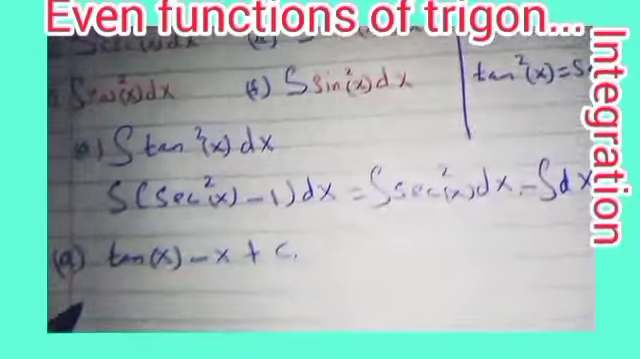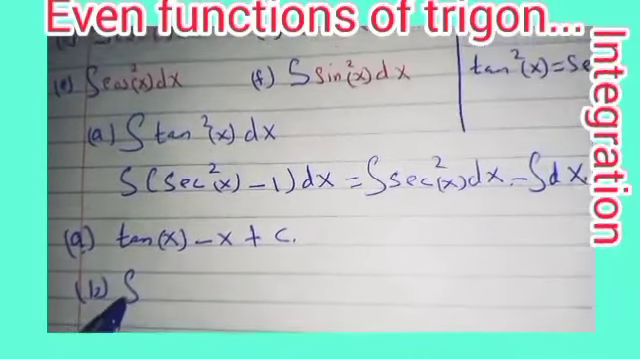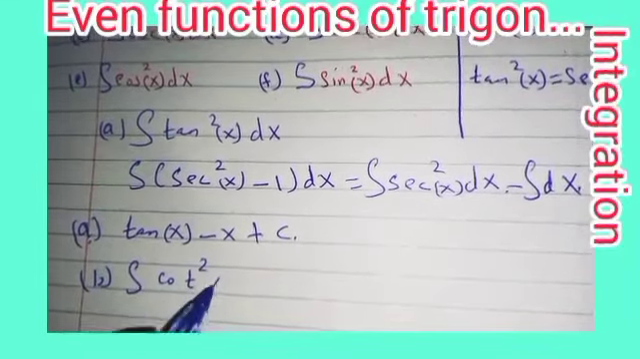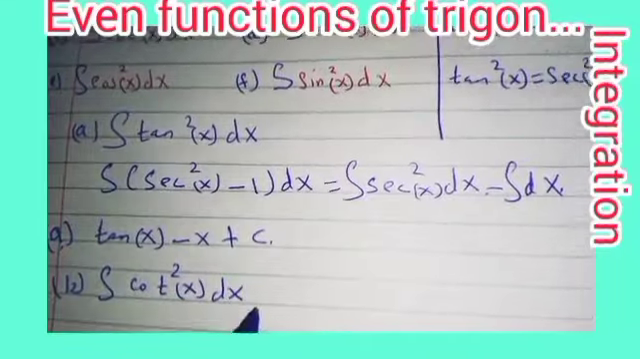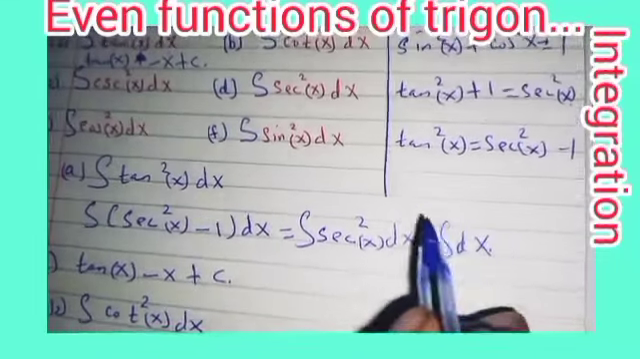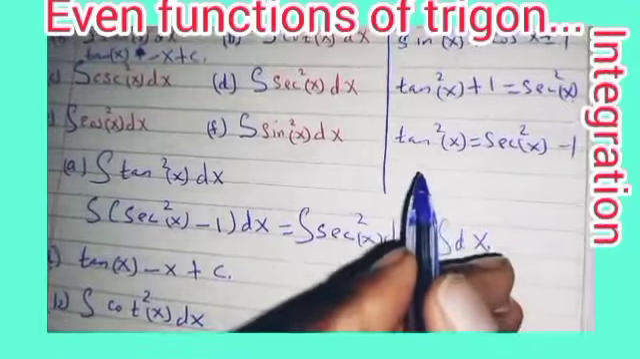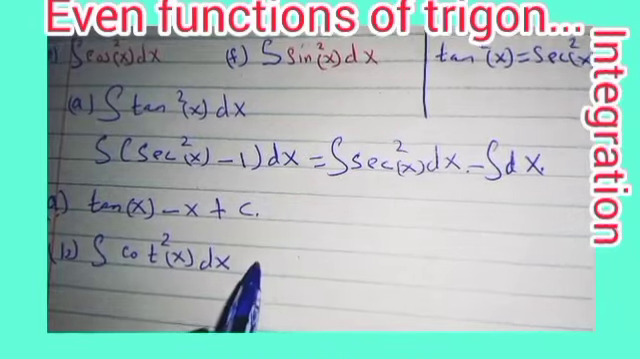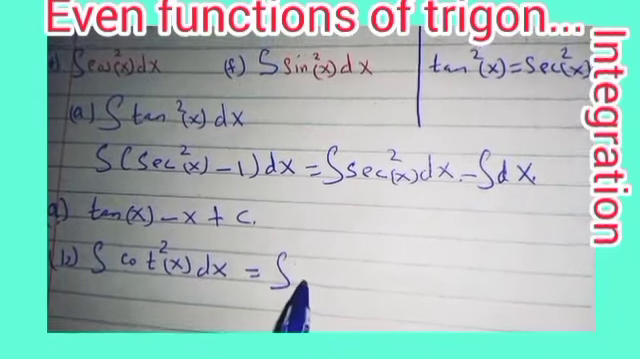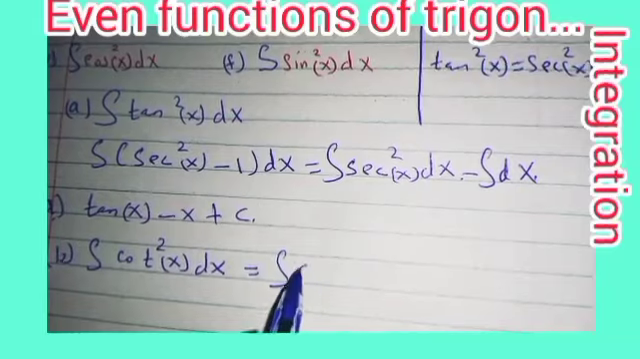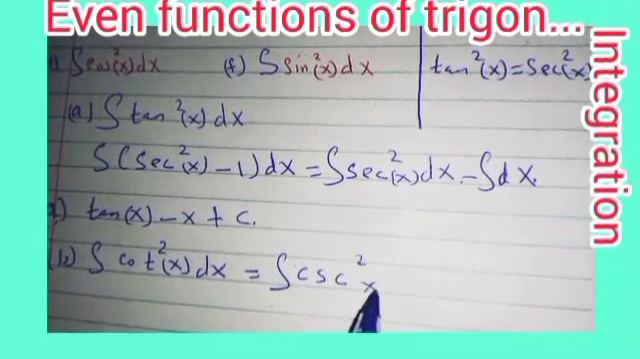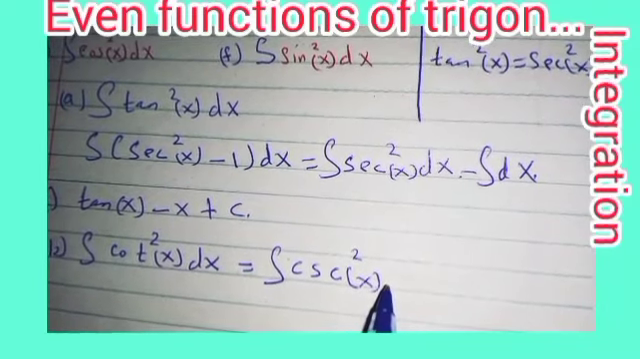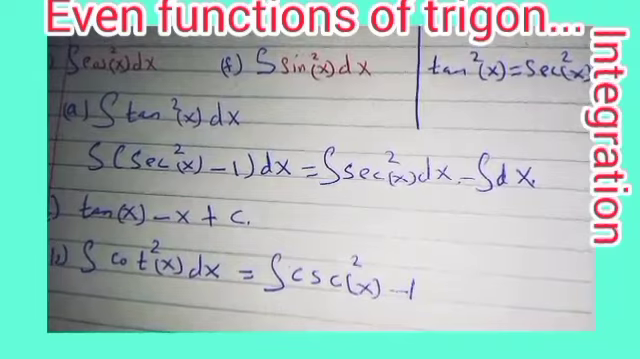Part B, we have the integral of cot squared x dx. This one, we are going to make use of this identity, which tells us that cot squared x can be written as cosec squared x minus 1, everything dx.